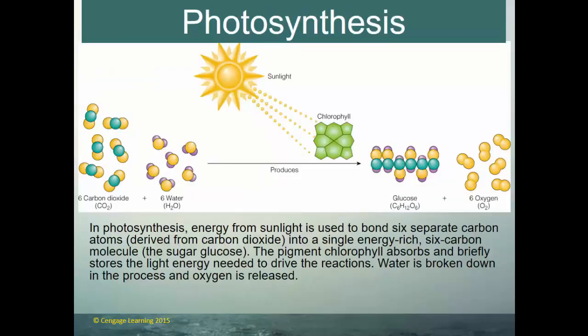So photosynthesis is pretty straightforward. You have 6 carbon dioxide molecules, 6 water molecules, and chlorophyll in plants takes sunlight and combines the carbon dioxide and water, and what you result in is glucose or carbohydrates and oxygen that plants give off.